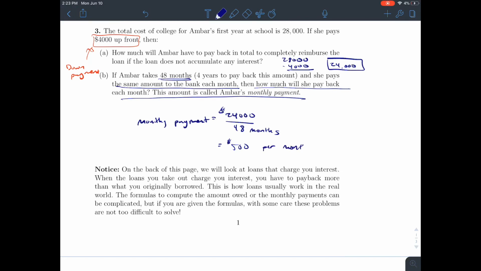And this is frequently the way that people have to pay back things. Oftentimes we're not able to afford $28,000 right up front. So what we have to do is take out a loan and then pay it back gradually over a long span of time, say 4 years or 20 years even, or 30 in the case of houses.